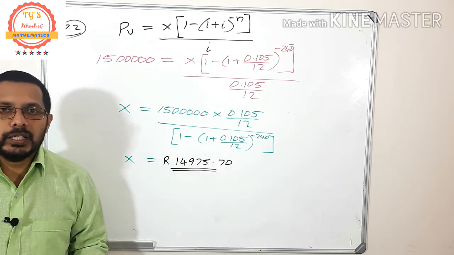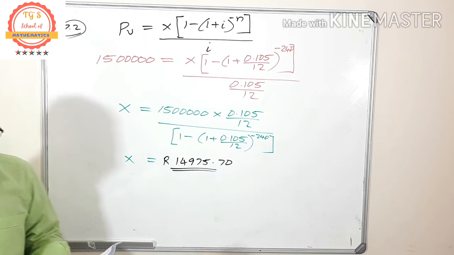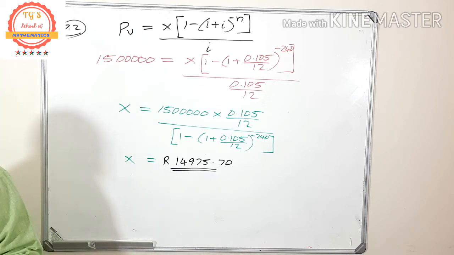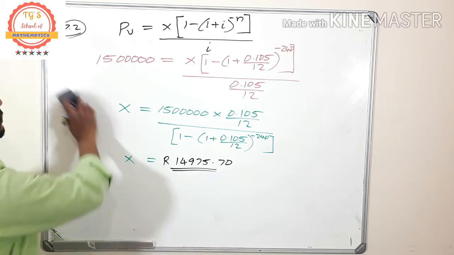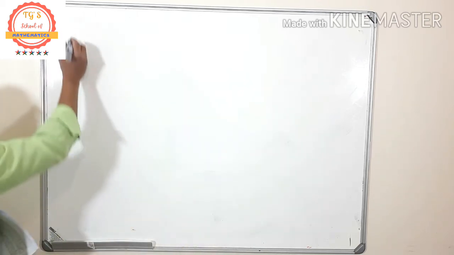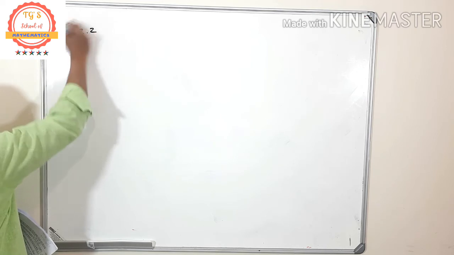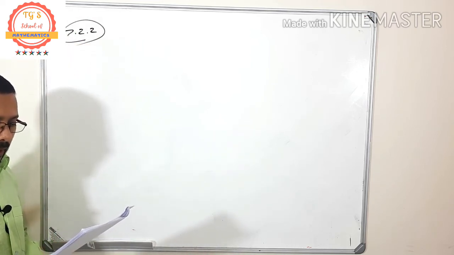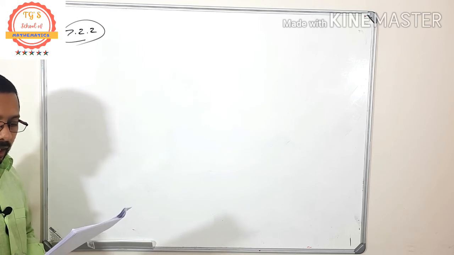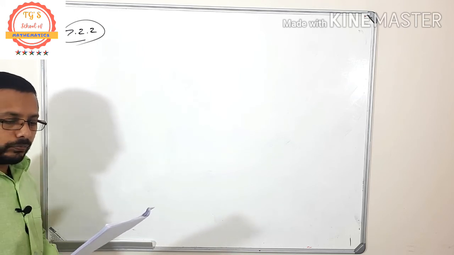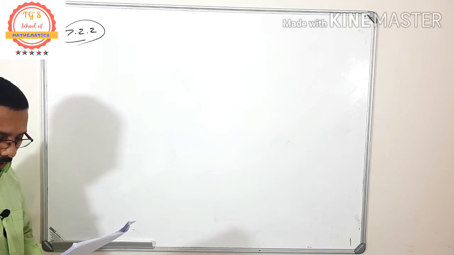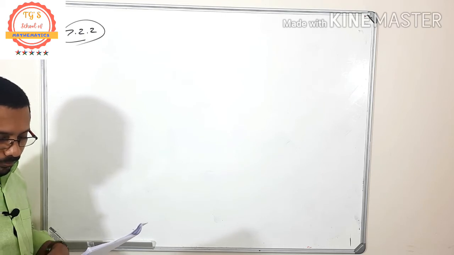14,975.70, that is the monthly installment. Okay, let's go to the next question, 7.2.2. What is the question there? Calculate the outstanding balance immediately after the 144th payment was made. You have to find the outstanding balance after the 144th payment.